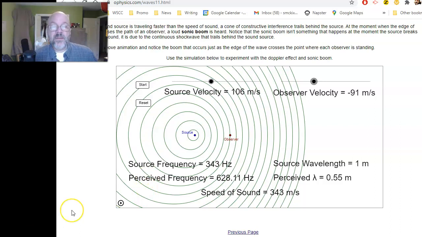Okay. But the important thing to know here is that the moving source alters the wavelength. A moving observer alters the period and therefore the frequency. Okay.